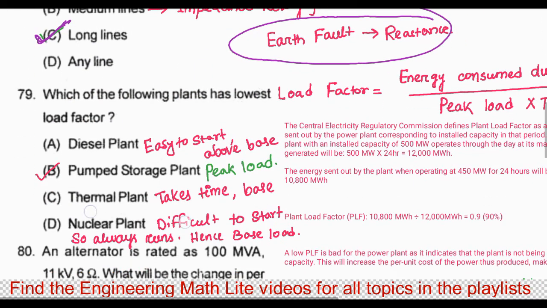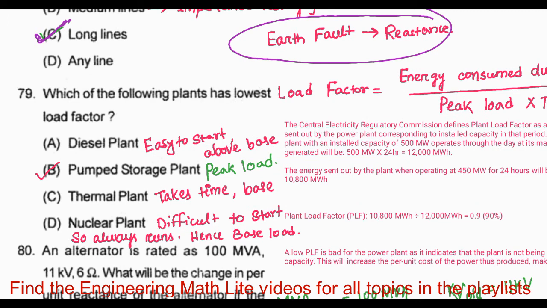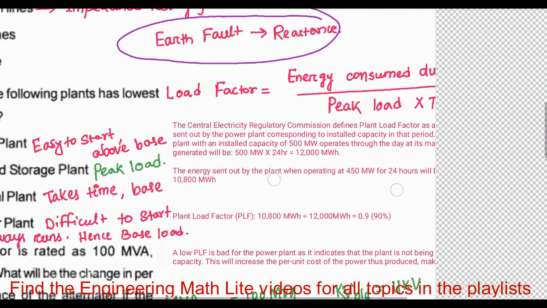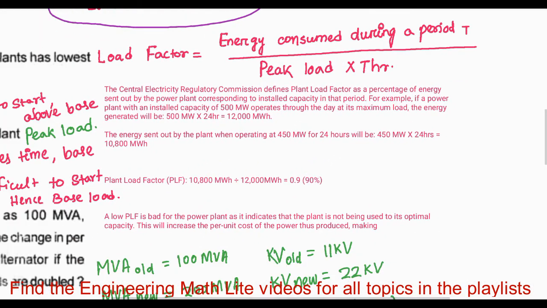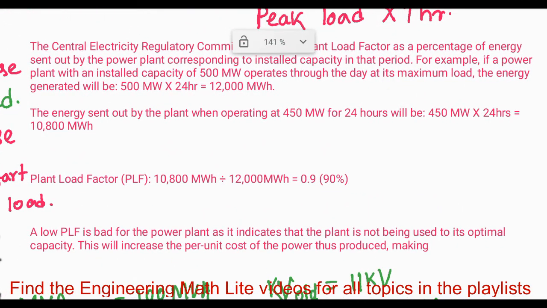Question number 79. Which of the following plants has the lowest load factor? So what is the load factor? Load factor is the energy consumed during a period of time t divided by peak load into time t. According to the Central Electricity Regulatory Commission, plant load factor is defined in terms of percentage, and this is the percentage of energy sent out by the power plant corresponding to installed capacity in that period.